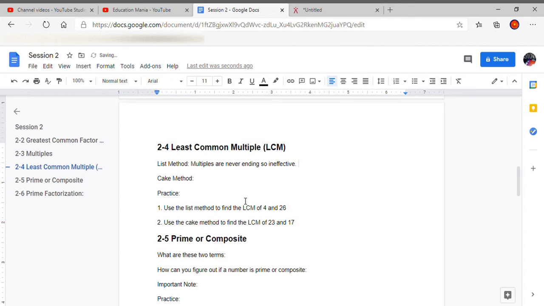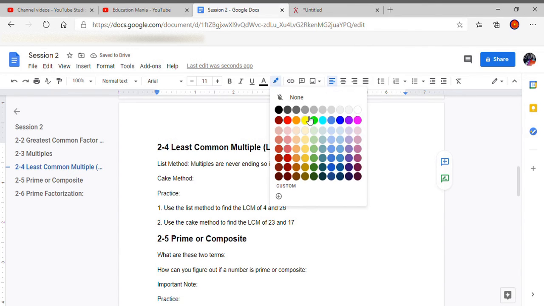So if we have to find the least common multiple of 28 and, let's see, what should I pick? 28 and 14. We can list a couple multiples of them. 28 would be 28, the next number 56, the next number 84. Now 14, 28, and we can stop here because we already see that 28 is in common. So the answer would be 28. So yeah, that's how you do the list method.